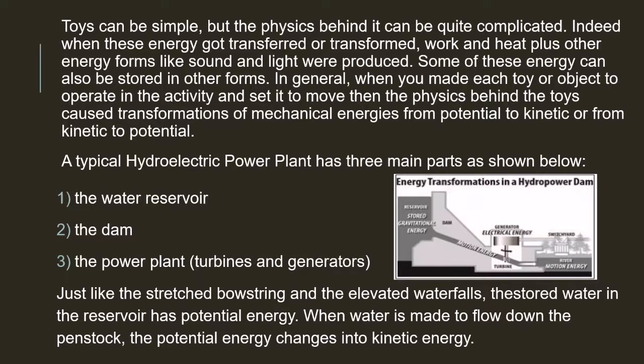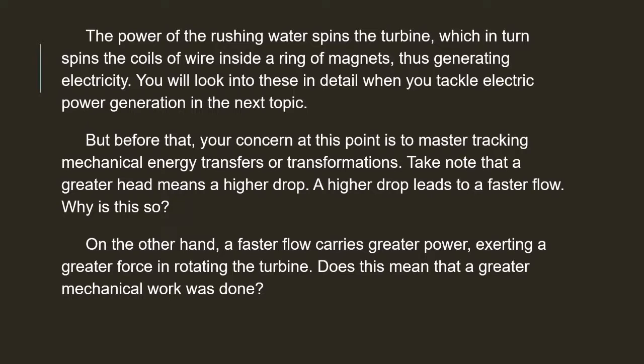A typical hydroelectric power plant has three main parts as shown below. First, the water reservoir. Second, the dam, the power plant, turbines, and generators. Just like the stretched bowstring and the elevated waterfalls, the stored water in the reservoir has potential energy. When water is made to flow down the penstock, the potential energy changes into kinetic energy. The power of the rushing water spins the turbine, which in turn spins the coils of wire inside a ring of magnets, thus generating electricity.